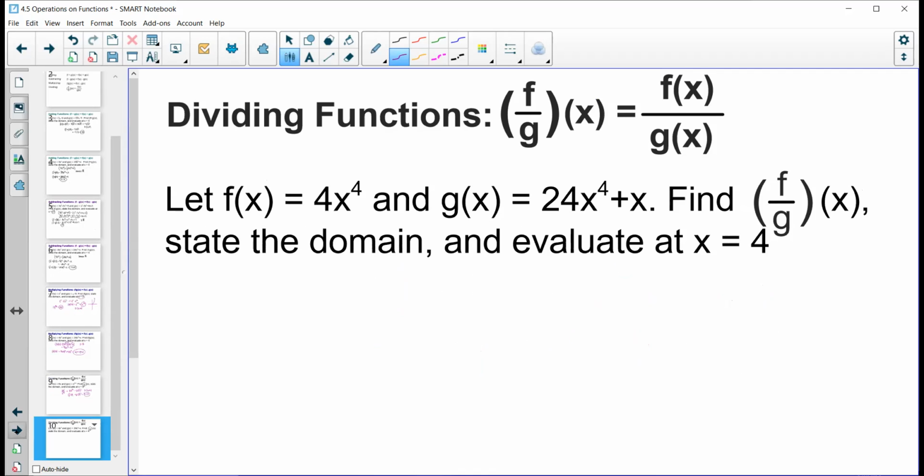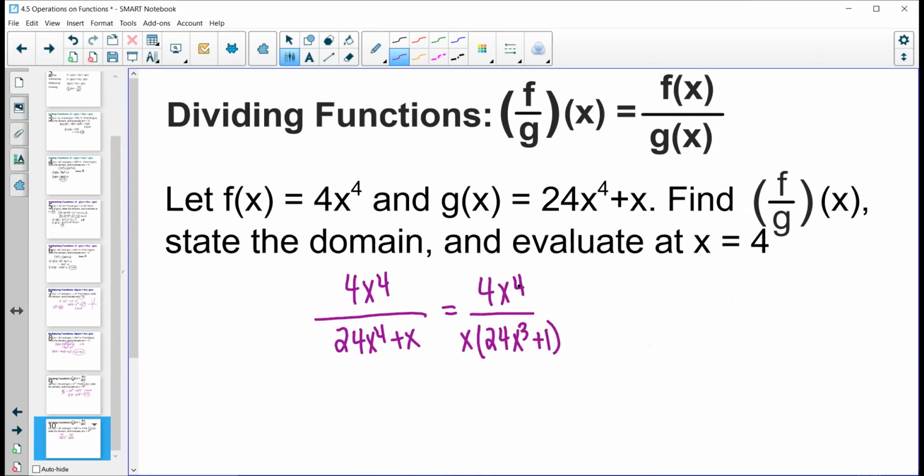Again, that's our 2 favorite functions, and we're going to divide them. Now, let's take a look at these ones here. We've got 4x to the 4th divided by 24x to the 4th plus x. Now, we will get to this in future chapters when we talk about rational functions. But one thing we can do is factor out our greatest common factor here to simplify it. So we get 4x to the 4th over x times 24x to the 3rd plus 1. And we can get rid of one of our x's on top and bottom. So we get 4x to the 3rd over 24x to the 3rd plus 1. Okay, so this is a simplified form as we divide it.